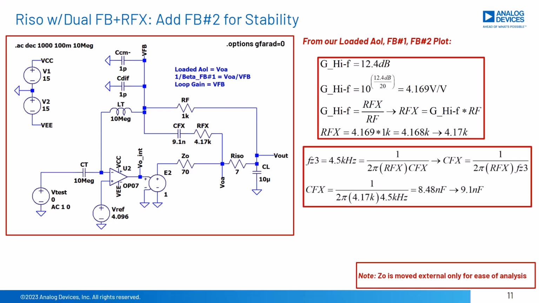FC3 is set by RFX and CFX, with FC3 equals 1 over 2 pi RFX CFX. For FC3 equal to 4.5 kHz, CFX is calculated to be 8.48 nanofarads. To pad FC3 so that the zero occurs before 4.5 kHz, choose a CFX value of 9.1 nanofarads, which in turn calculates FC3 to be 4.19 kHz.